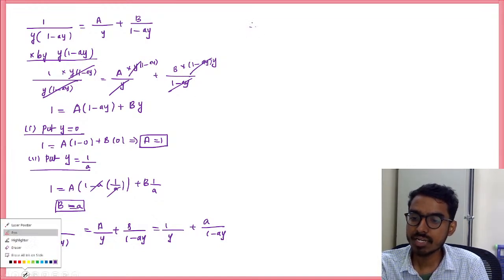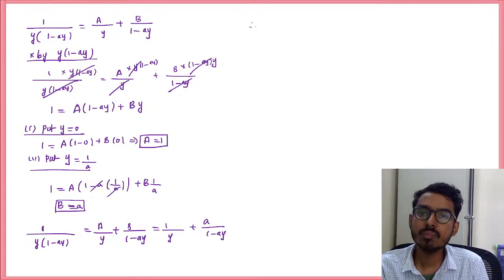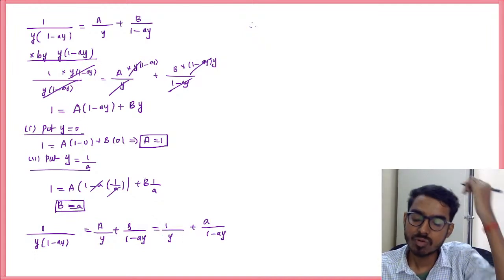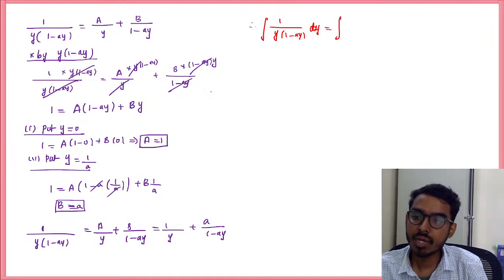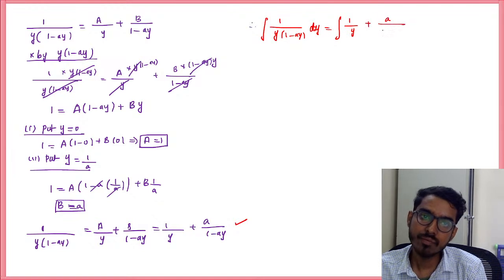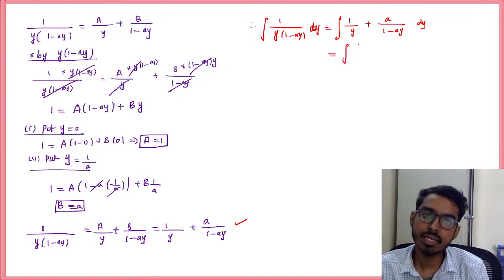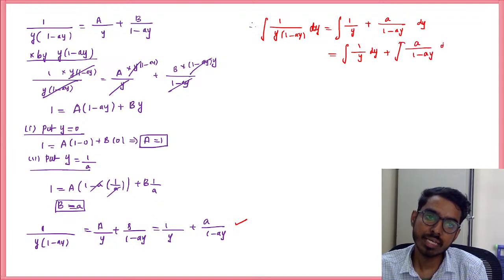So therefore, what about the integration? Now integrate on both sides, right? Now you can see it's reduced to a proper rational function, right? Okay, write it down. Integration of 1 by y into 1 minus ay dy. So I can write 1 by y into 1 minus ay as 1 by y plus a divided by 1 minus ay dy, right? Now it is easy to integrate. So integration of 1 by y dy plus integration of a divided by 1 minus ay dy.